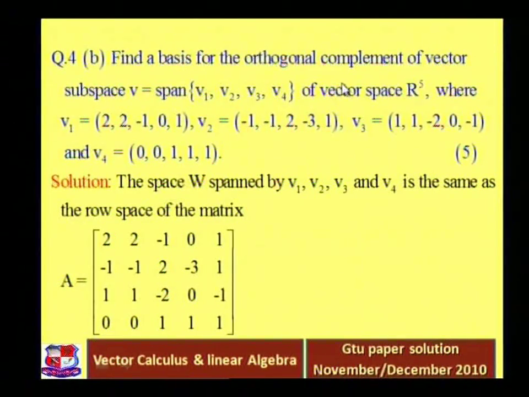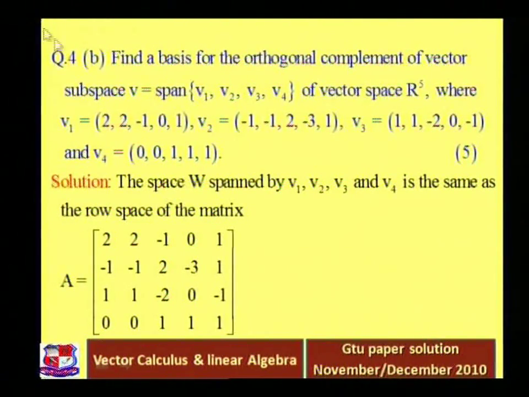Find the basis for the orthogonal complement of a vector subspace V, where V is equal to span of v1 v2 v3 v4 of vector space R5, where v1 is equal to this vector 2 2 minus 1 0 1, v2 is equal to minus 1 2 minus 3 1, v3 is equal to 1 1 minus 2 0 minus 1, and v4 is equal to 0 0 1 1 1, right?